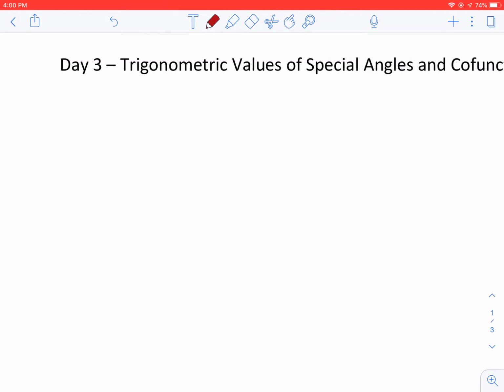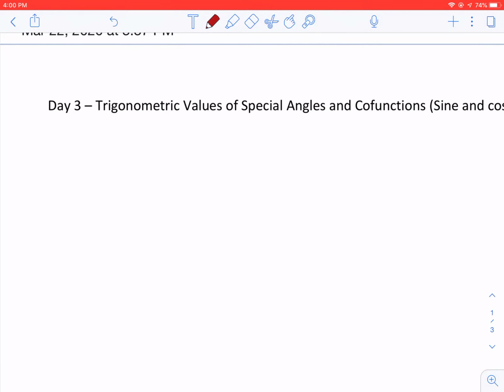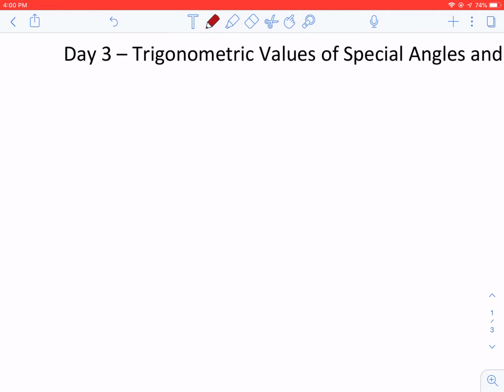Today we're going to be talking about trig values of special angles and cofunctions, so 2 parts today. So first, we're going to be looking at trig values of special angles. And those special angles are going to be 30 degrees, 45 degrees, and 60 degrees.